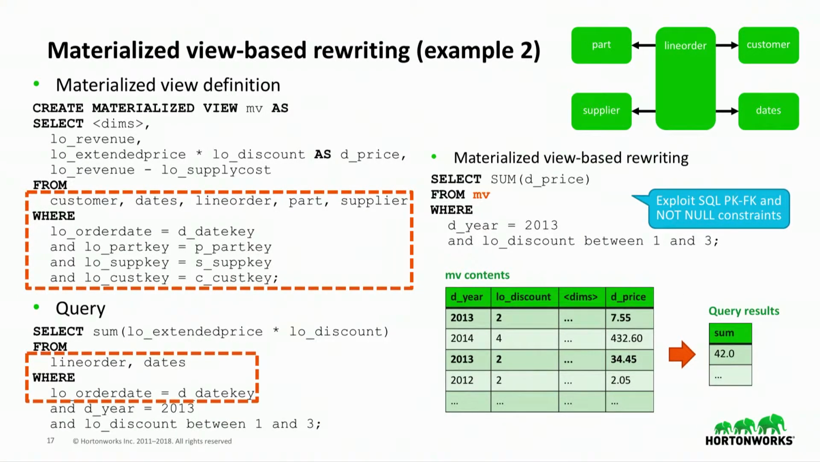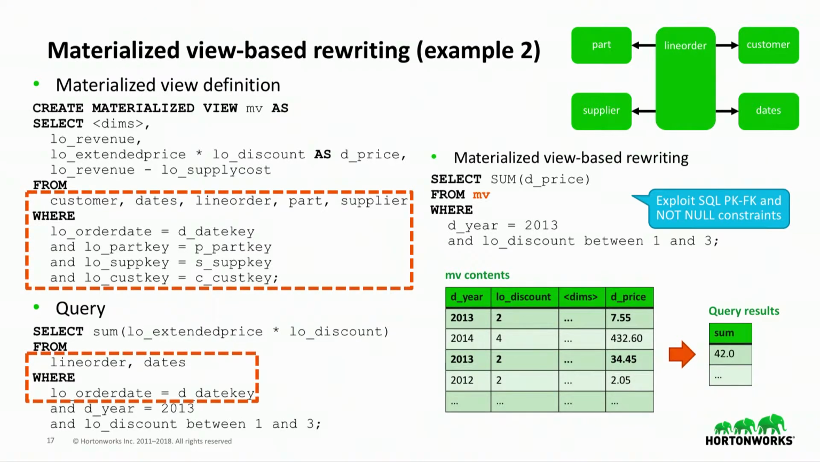The second example is a little bit more complex. The schema is shown in the upper right part. This is a typical star schema, based on the SSB benchmark. You have a fact table, line order, and four dimension tables: part, supplier, customer, and dates. Let's assume that you are going to run queries over this database, and you create this materialized view that basically just denormalizes this schema. You join line order with each of the rest of the tables and do some projection on top.